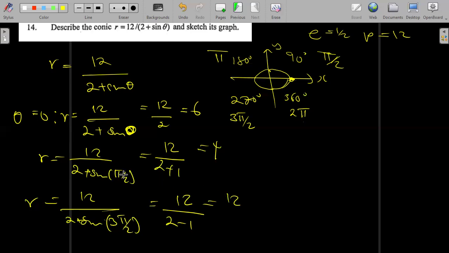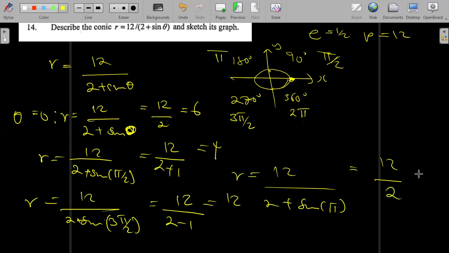Yeah. Oh, I forgot there's one in between here. When theta is pi, so 180, that'll be 2 plus sine pi. Sine pi, this is just going to be 12 divided by... sine 180 is just going to be 0 as well. So you just end up with 2, and this is going to be equal to 6.